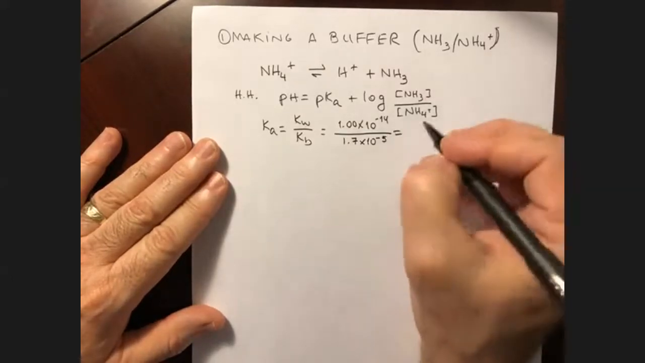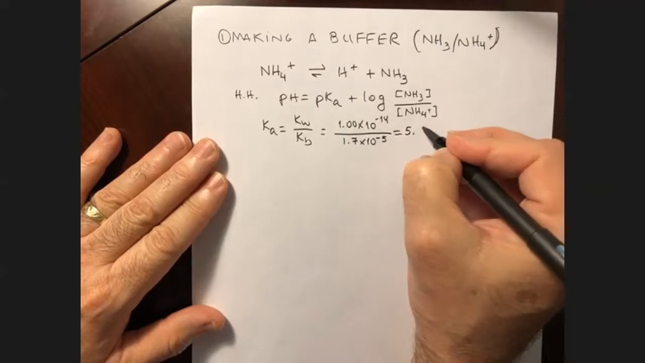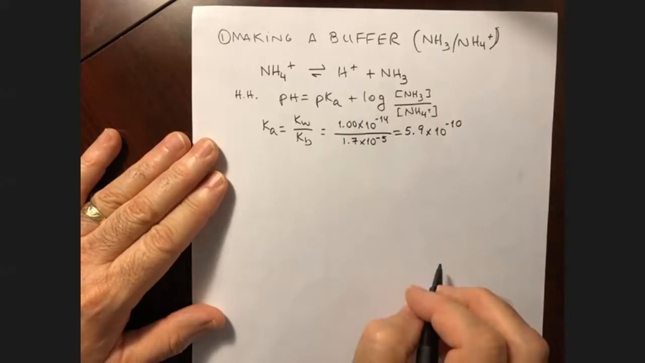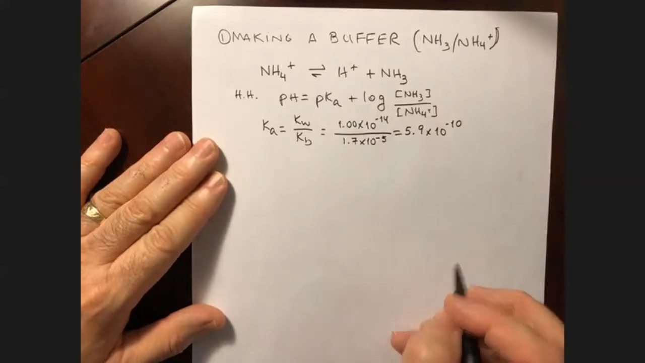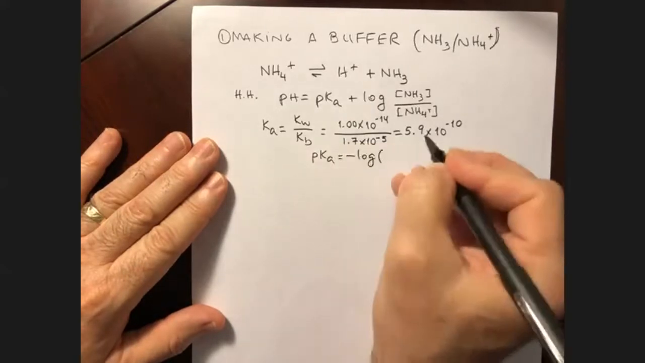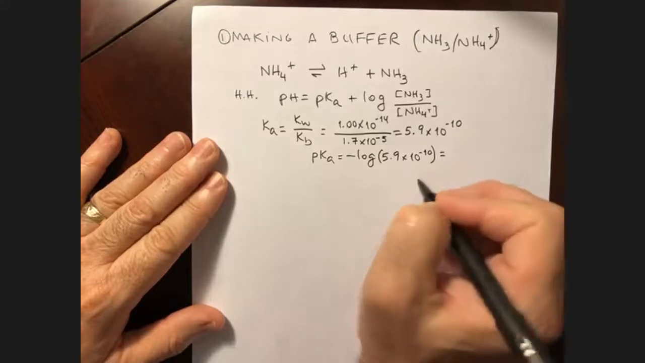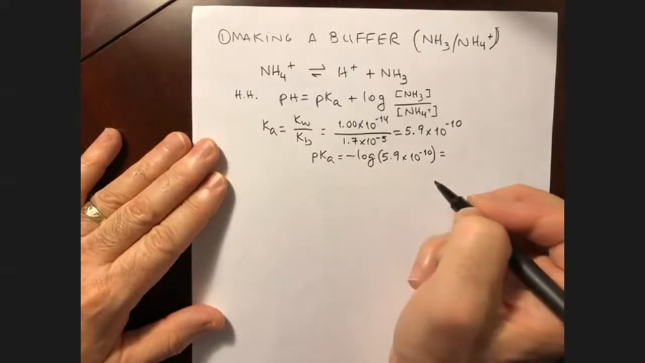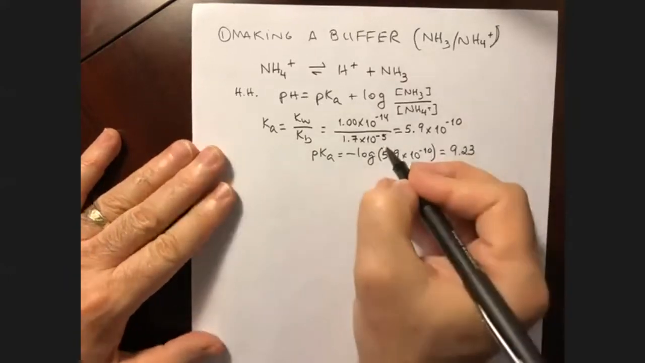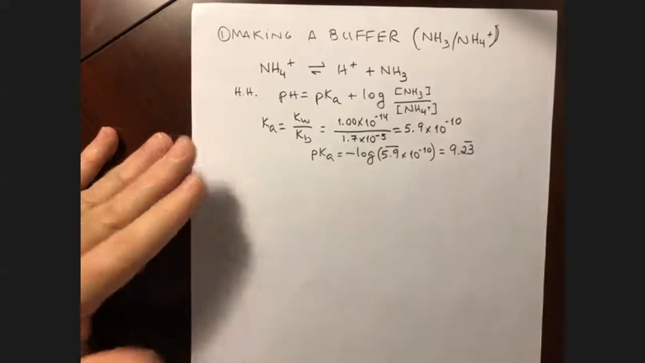So I'm going to skip the calculator here. I did find my calculator, but I'm not going to use it right now. So this would be 5.9 times 10 to the negative 10. So that means that the pKa is minus the log of that, and it ends up being 9.23. Don't forget, whatever number of sig figs you have in there, that's however many decimals you have in the logarithm.